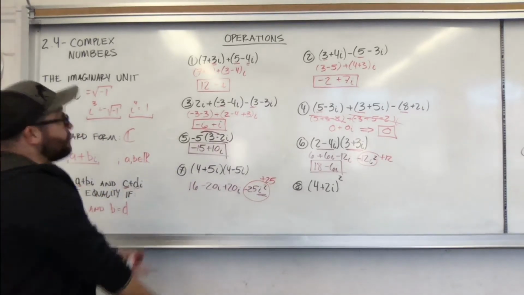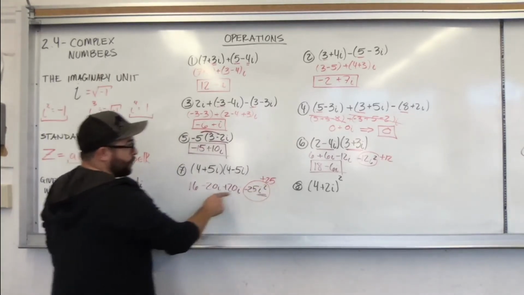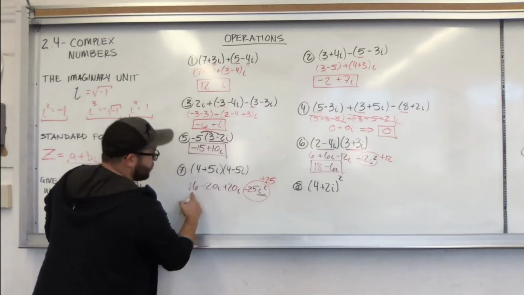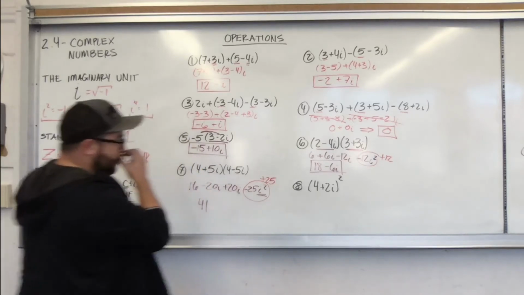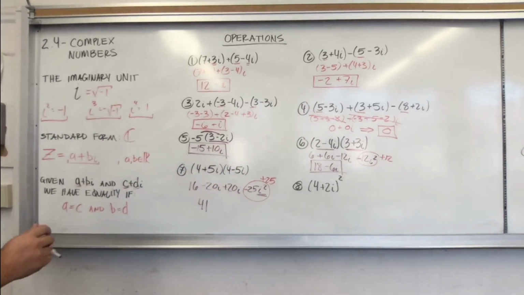And then after that, again, it becomes an addition and subtraction problem. Combine your real pieces, the 16 and the 25. We get 41. And then what happens in the middle?